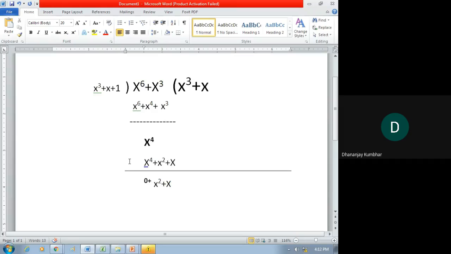Exactly, what I want to say is that this is not a simple division. This we call a modulo 2 division, where we don't consider the signs.